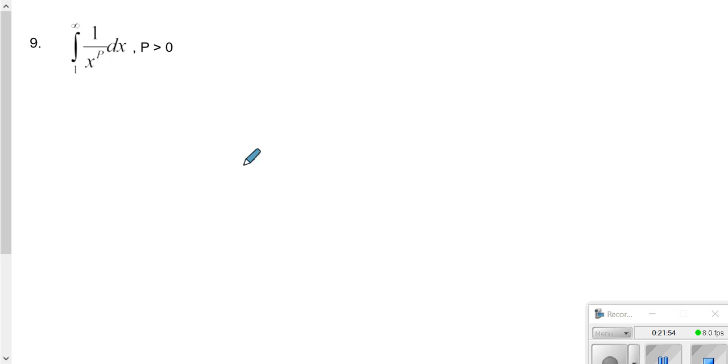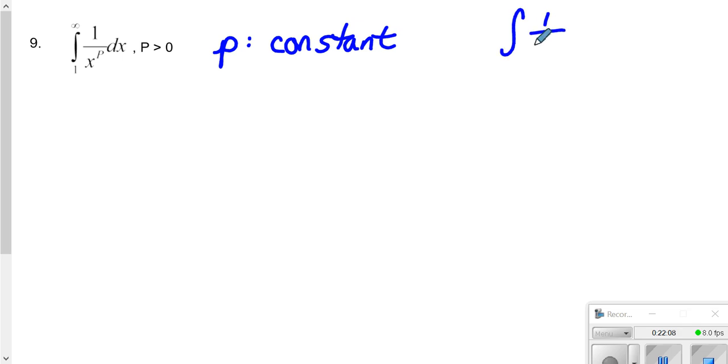I'm very excited about this next unit. It's all the rest of the stuff about series. So in this problem, P is understood to be a constant. So some examples of things that this might be would be like 1 over x to the 3, or 1 over x to the first, right? So different things that P could equal, all right? So we're doing this in general though, okay?